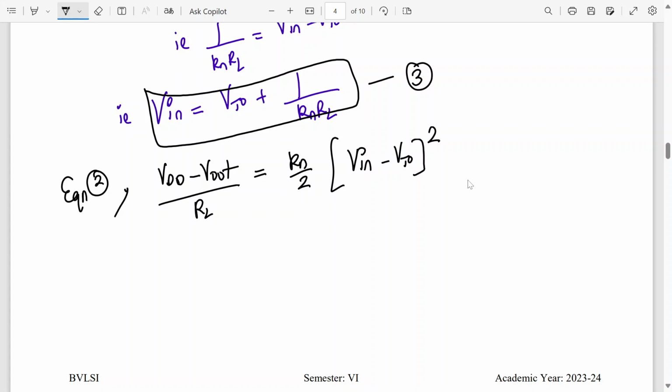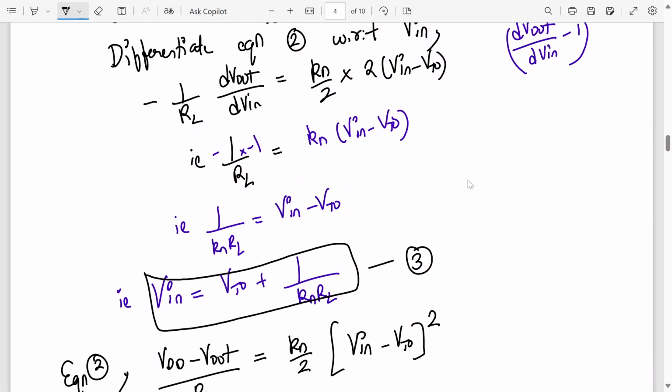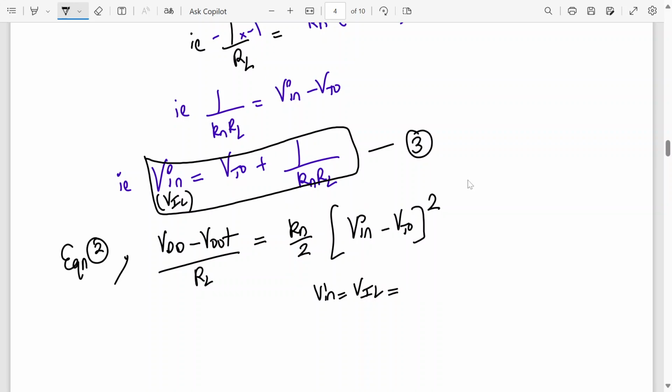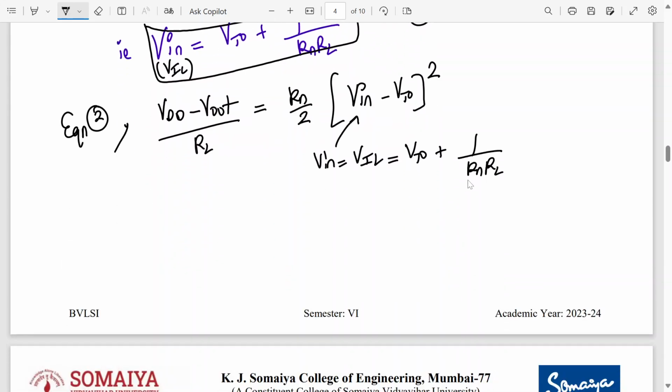Now in this equation you substitute the value of V in equal to VIL. So V in equal to VIL is equal to VTO plus 1 upon Kn times RL. So substitute this value over here. So what do we get? Let's check. (VDD minus V out) divided by RL is equal to Kn by 2.